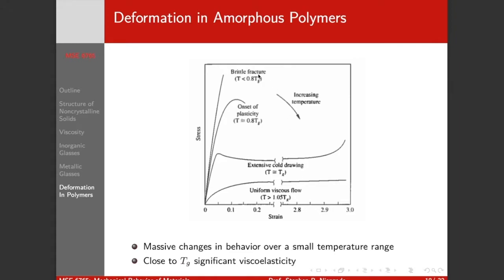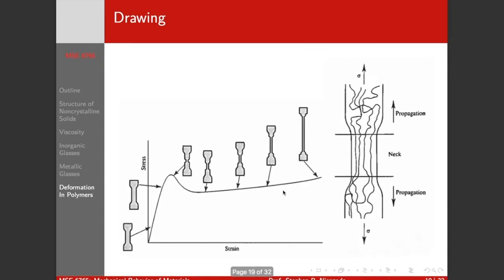All right, so a fairly small temperature range here. In this picture, we're going from slightly less than 0.8 TG to 1.05 TG, right? And we get a huge range of mechanical behaviors over a very small temperature range.